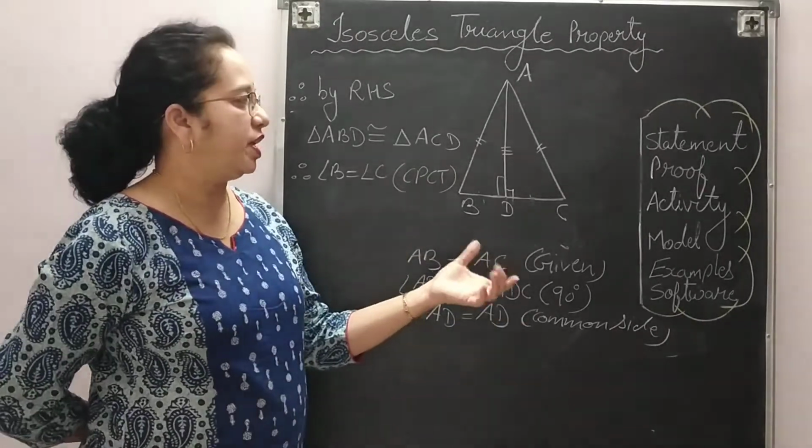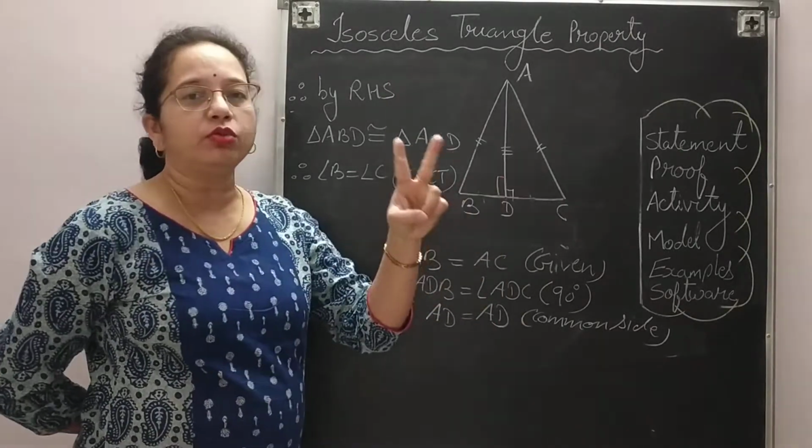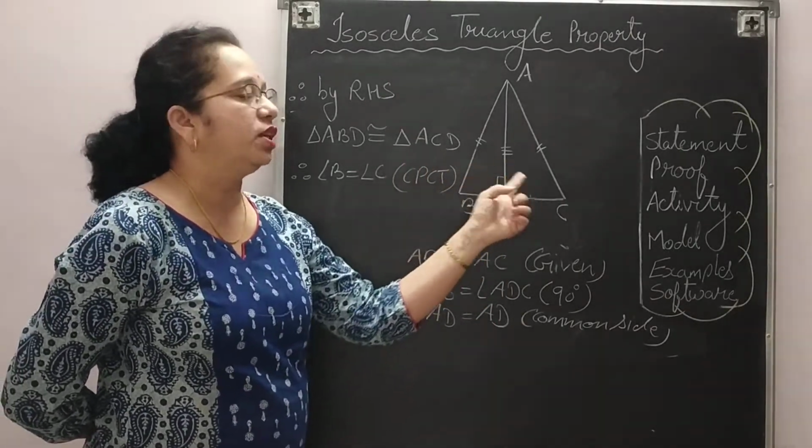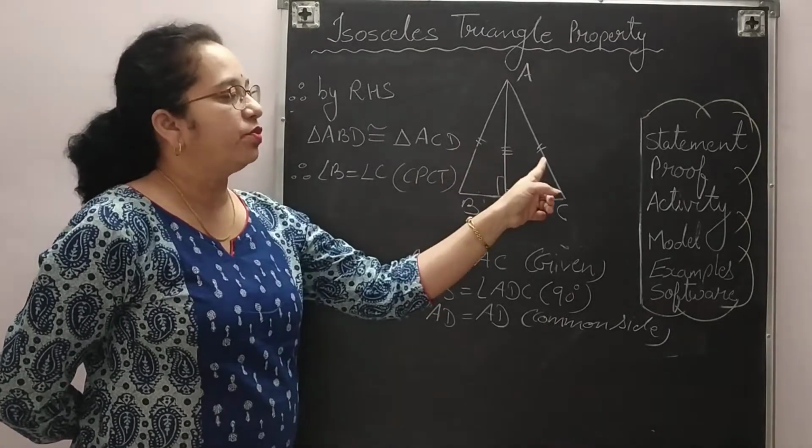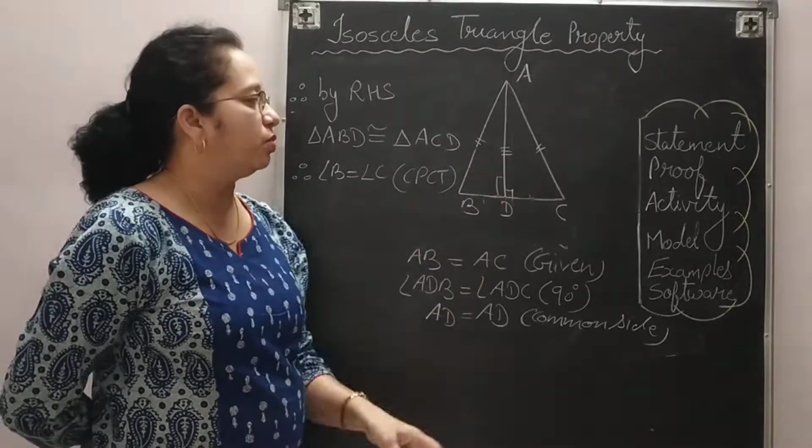Once again, let me explain in short. We are having two triangles here. We are doing comparison in these two triangles. AB is equal to AC. This is already given in the question.